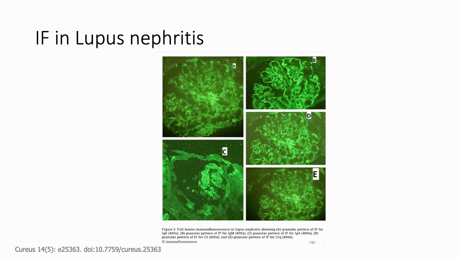Now, on the immunofluorescence in lupus nephritis, they call it full house. So everything lights up. You have IgG lighting up, IgM lighting up, IgA lighting up, C1q lighting up. C3 lights up. All of that is lighting up, and the deposits are mainly, as you can see, mesangial and also in the capillary. So very, very active process. Lupus nephritis is the only thing where everything lights up.